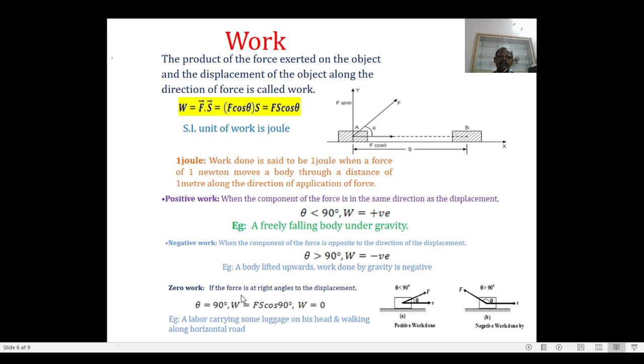Zero work. If the force is at right angles to the displacement, theta is 90 degree. W is equal to Fs cos 90 degree. Cos 90 degree is always 0. Therefore, work done is 0. Example, a laborer carrying some luggage on his head and walking along a horizontal road. Here what happens is, the head is always supporting and weight is always acting downwards. Then theta is 90 degree. Work done is 0.